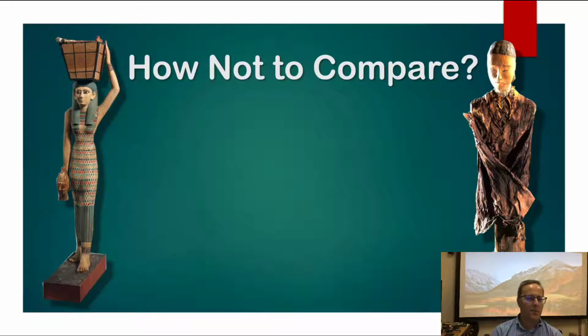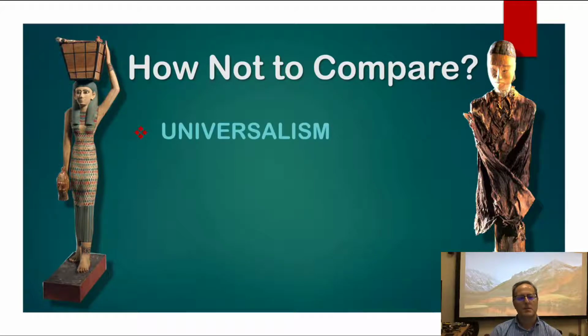There are also pitfalls to comparative study. One of them is what I call universalism. Universalism was a danger that was crossed early in the 20th century when people tried to write these universal histories like Toynbee's Study of History or Spengler's histories, where they thought that all human societies followed a similar trajectory based on a shared human nature, and that there was a universal story that could be told.